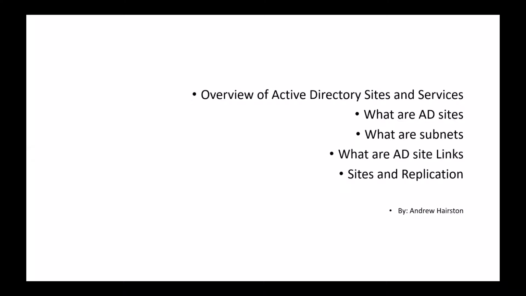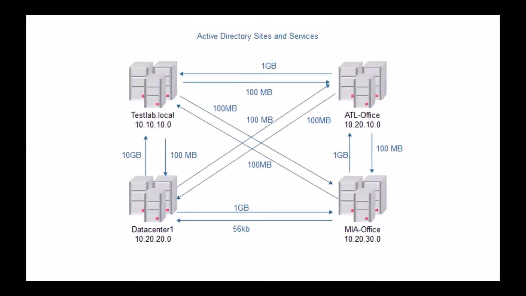So in this example here, if we take a look at it, we can see we have multiple site links. As you can see here, we have a link going from our testlab.local location. So coming from that domain, we have our other offices. Because all of these offices and other branches fall within this same domain, testlab.local, we can see we have 1 gig links, we have 100 megabit links, we have a 56K link.